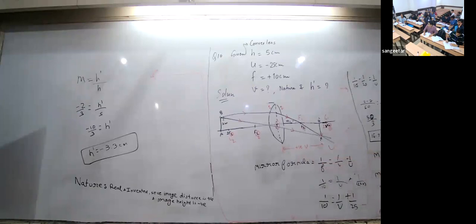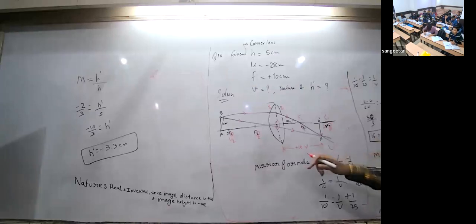Is this answer correct? Verify at the back of the book. This is correct. 16.7, right? So this is the correct answer. Applying the mirror formula, we found the unknown variable V, and what sign did V come out as? Plus, which is okay, which is what we are expecting.